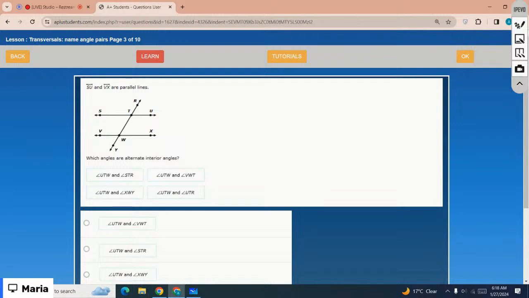The next one is SU and VX are parallel. Which angles are alternate interior angles? Okay, let's just see which of them are the alternate interior angles.